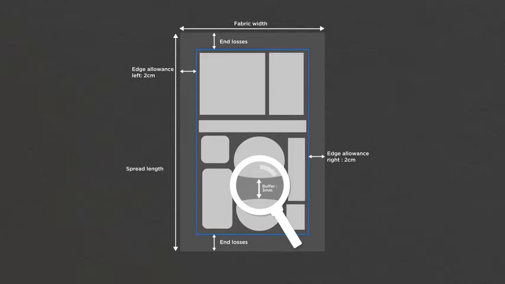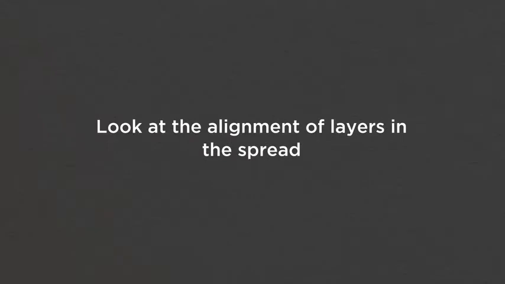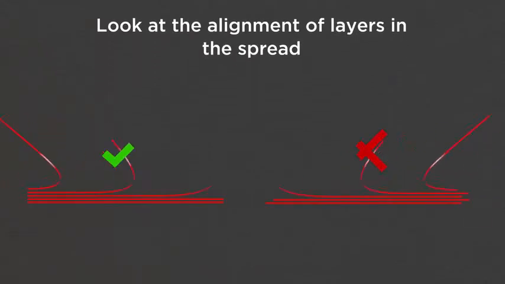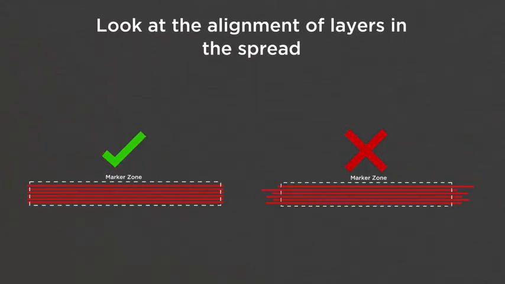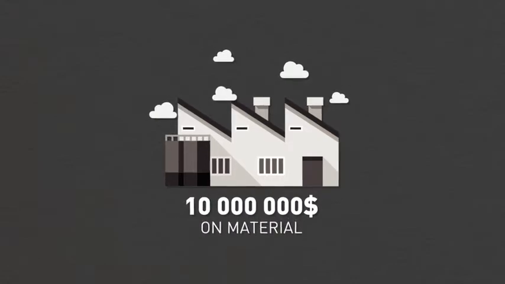You can also look at the edge allowance. That should not be more than 2 cm. Next, let's look at the alignment of layers in the spread. Let's take an example of a company that spends 10 million on material.